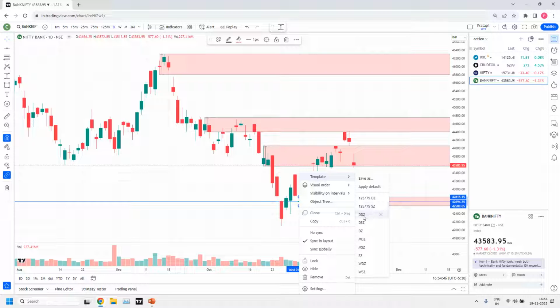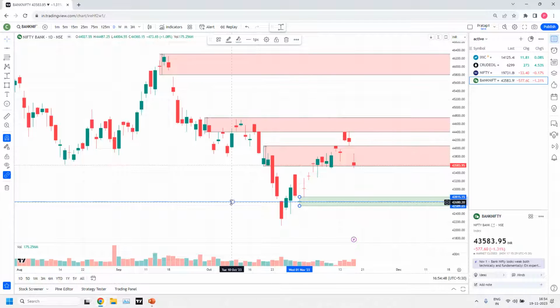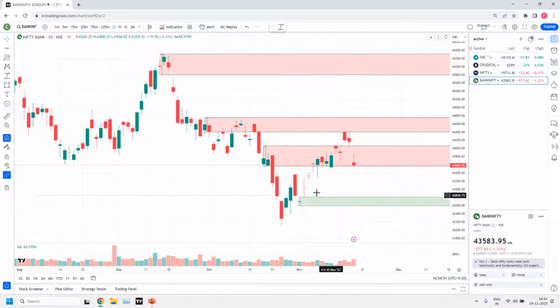Let me change the color to green color. Let me delete this blue color line. Now see here, you have a drop, you have a base, and then again you have a rally. Drop, base, rally. Sometimes you will be seeing such kinds of demand zones. For normal people, it doesn't look like a demand zone at all. Most of the time, institutions will create such kinds of demand zones so that you may not recognize them as demand zones.